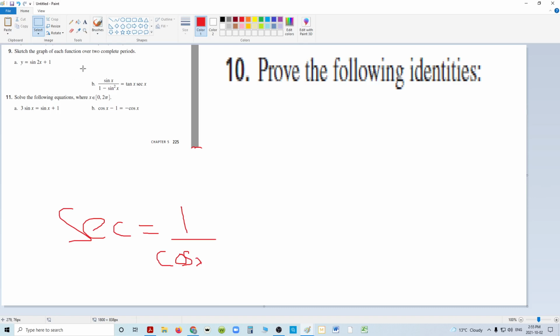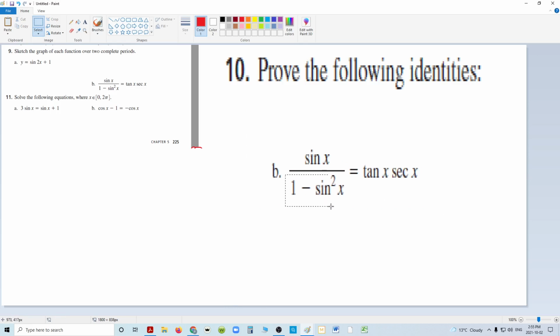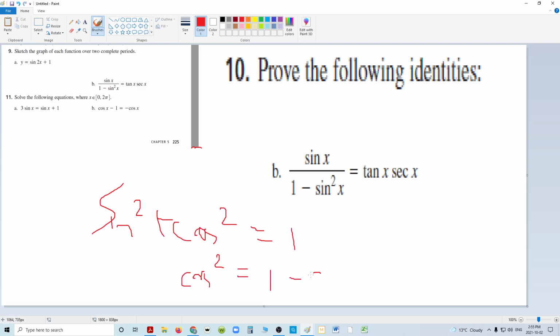What about this one? Prove this one. Well, the bottom one's giving me a big clue, because sine squared plus cos squared is equal to 1. And if I put the sine squared to this side, I get cos squared is equal to 1 minus sine squared. So that means I can replace all that with cos squared. One minus sine squared, yeah, cos squared. Remember that. Cos squared.